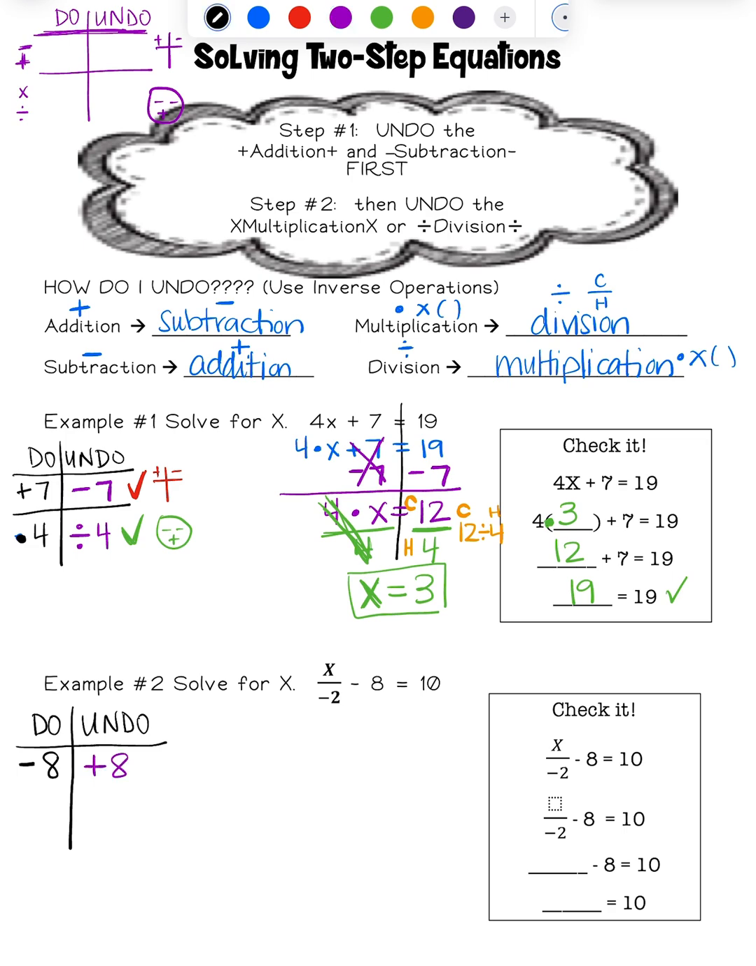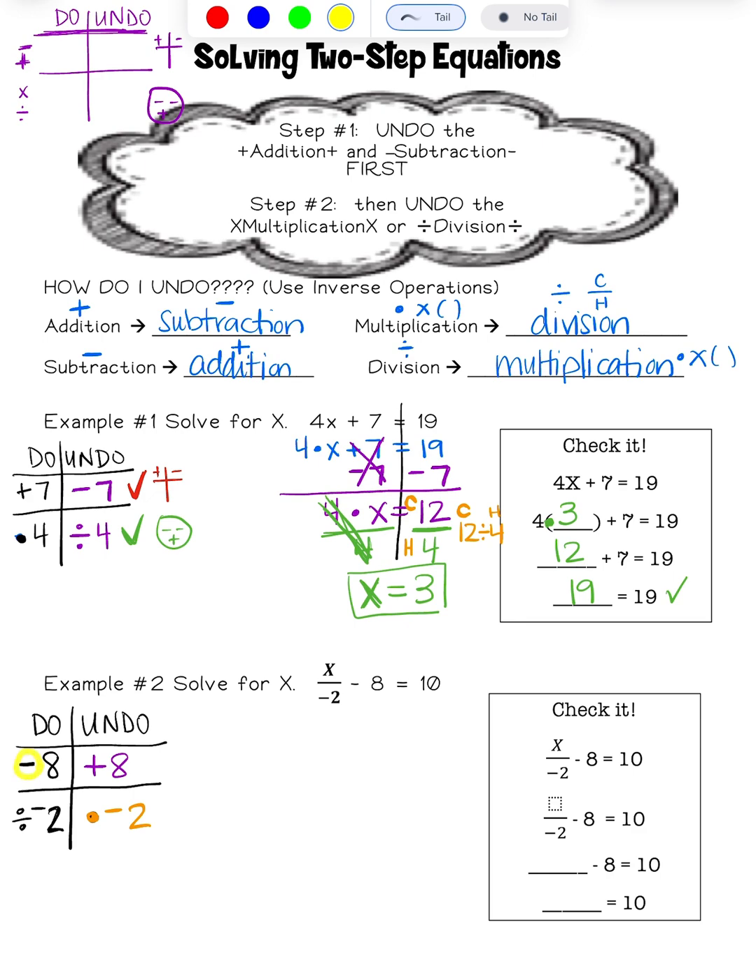All right, and then finishing my do-undo chart, I look and I say, okay, what is with the x? Well, this time they are dividing. I know they're dividing because it looks like a fraction, and fraction means divide. So they are dividing by -2. So I'm going to write that in my chart. So I have to ask myself, how could I undo dividing? What is the opposite of dividing? Well, the opposite or inverse of dividing would be multiplying. So I'm going to multiply by -2.